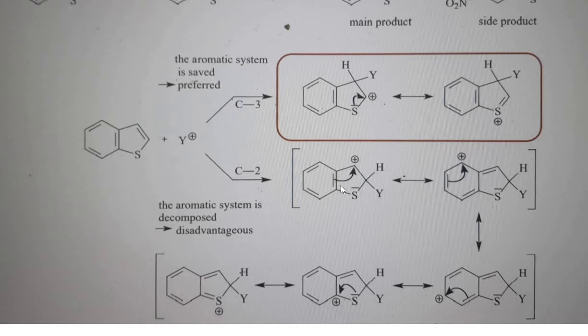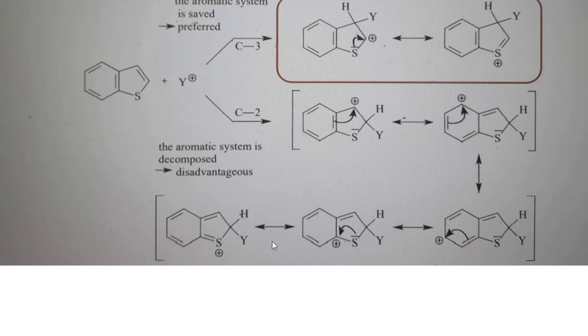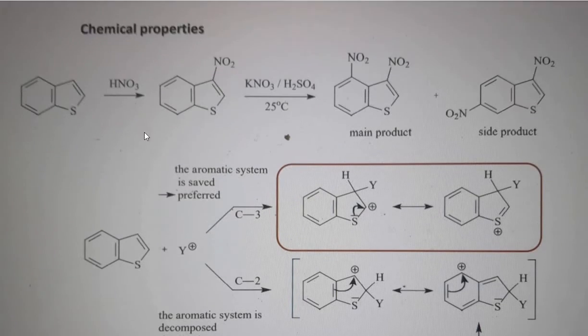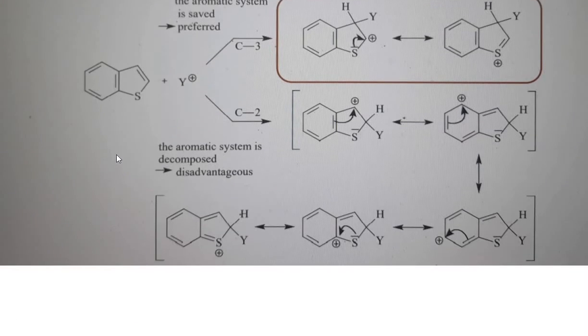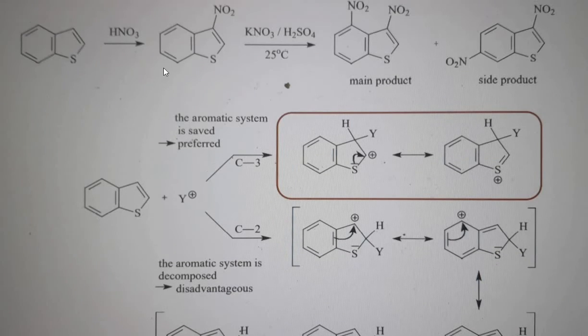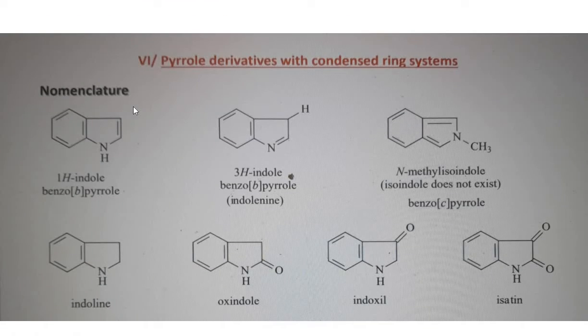Now what will happen here? Of these two, why is this one preferred over this? The aromatic system is preferred. Aromaticity is the same here, but in the other an aromatic system is decomposed, so it is a disadvantage. Again you can see, position 3 is favorable in case of nitration. So just give the logic of why C3 is more preferred than C2.